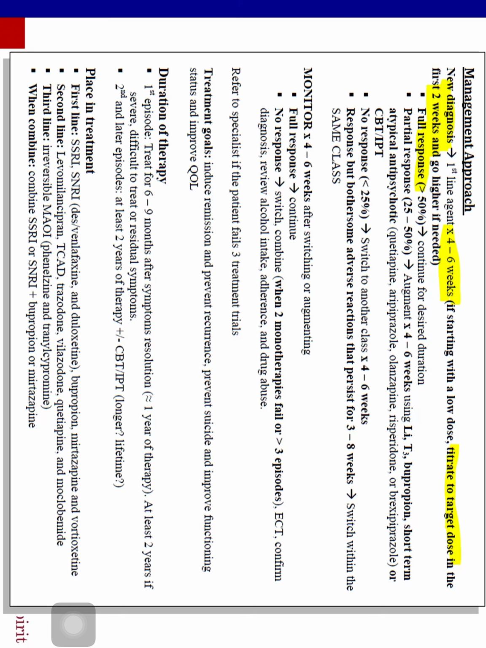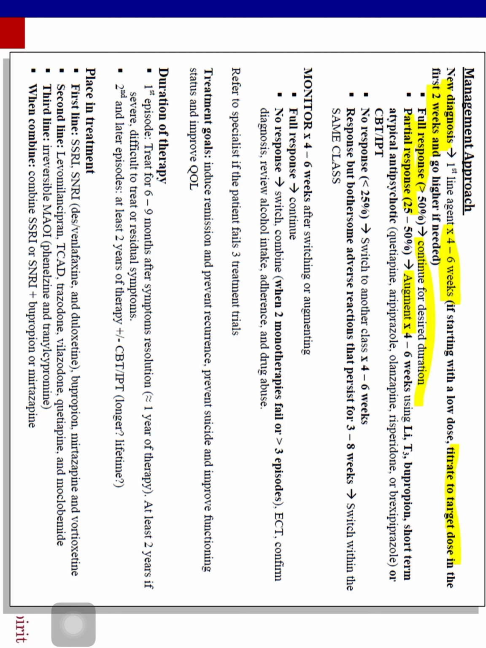If we get more than 50% improvement in symptoms, which means full response, then we continue for the desired duration, which we'll talk about later. There is also a chance that we will get a partial response. Partial response is defined as 25 to 50% improvement in symptoms. In this case, we need to do what we call augmentation. We need to add another agent to the first line agent that we started with to boost its effect.